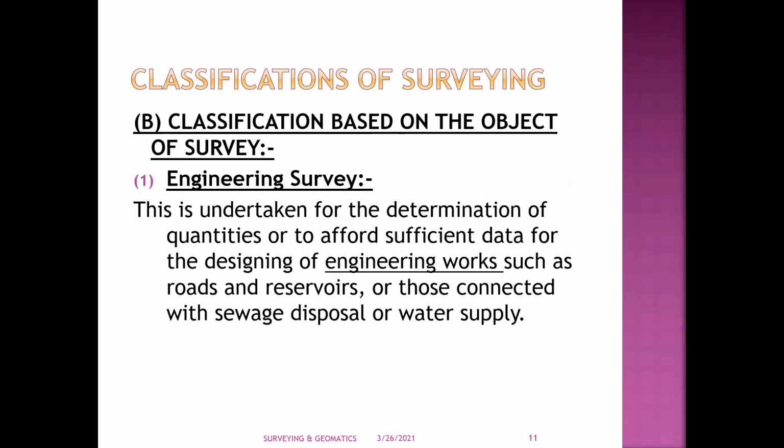And this is the second basic classification. This is the second category of classification. This is based upon the object of surveying. So first is the engineering survey. This is undertaken for the determination of quantities or to offer sufficient data for the designing of engineering works such as roads and reservoirs or those connected with sewage disposal or water supply. So these are all the engineering works, and those surveys we are calling engineering surveys.